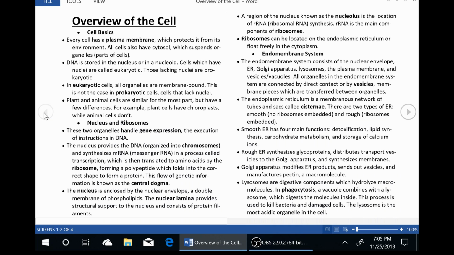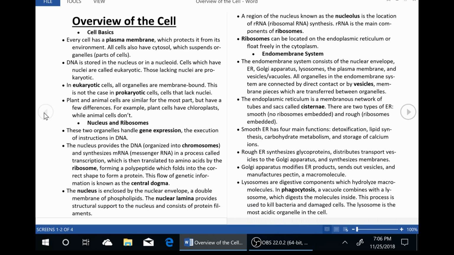Every cell is surrounded by a plasma membrane, which protects it from its environment. If you remember back, plasma membranes are composed of phospholipids, which means that they have phosphate groups bonded to lipids. As we know, phospholipids are hydrophilic at their heads, and at their tails, they are hydrophobic. And so what you'll see is a lipid bilayer is formed in the plasma membrane.